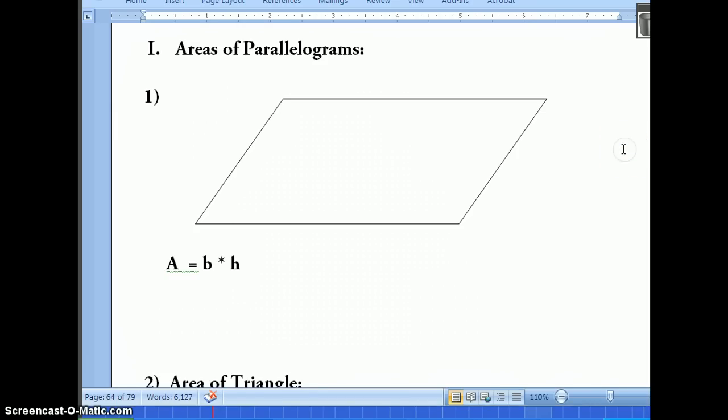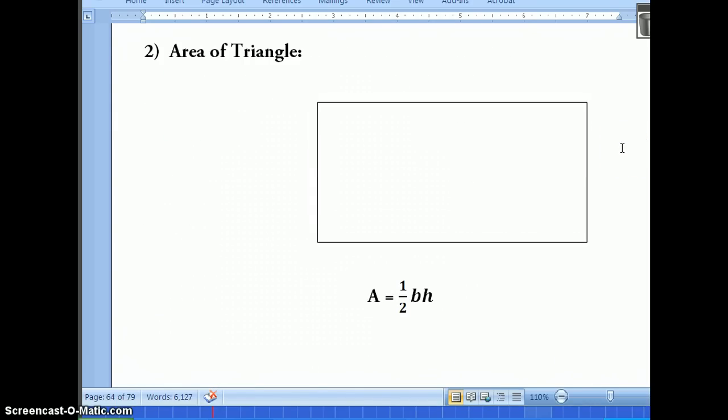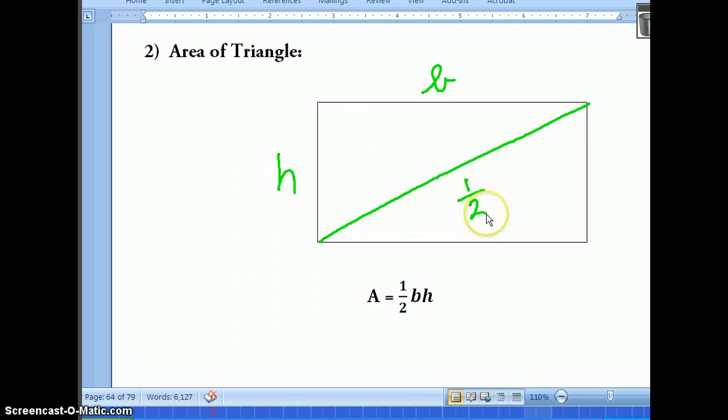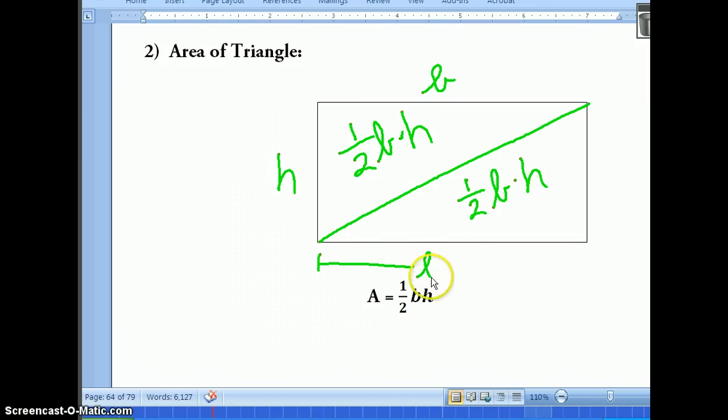Now let's look at the area of a triangle. Well, a triangle can be formed from a rectangle. If we take this rectangle right here and form a diagonal inside this rectangle, if the entire rectangle is base times height, the diagonal forms two congruent triangles, and so each one of these would be half of the base times the height. So when you're trying to calculate the area of a triangle, you can take the base of the triangle times the height of the triangle, and then divide the answer by 2 or take half of it.